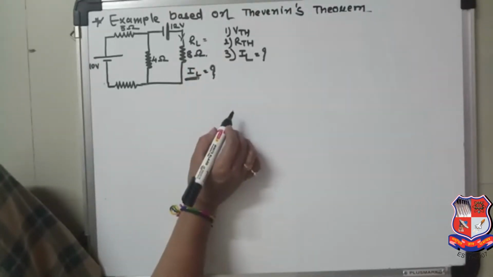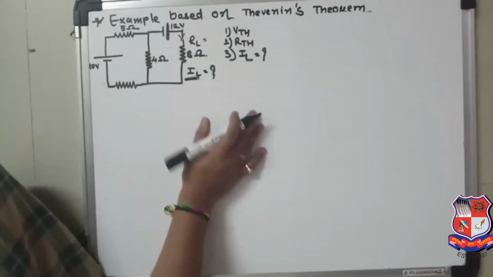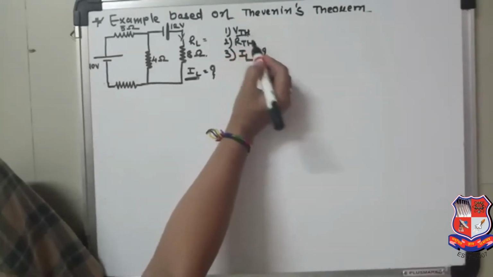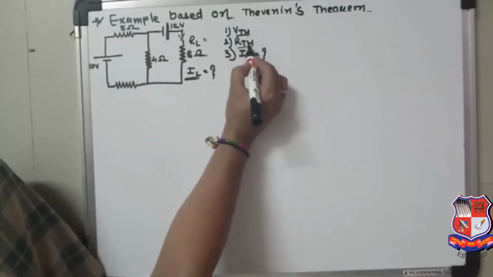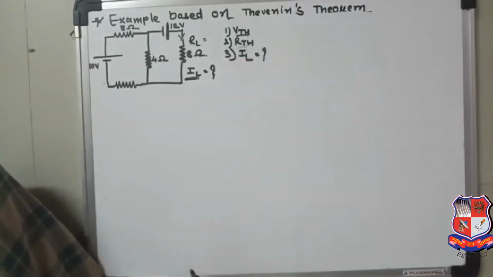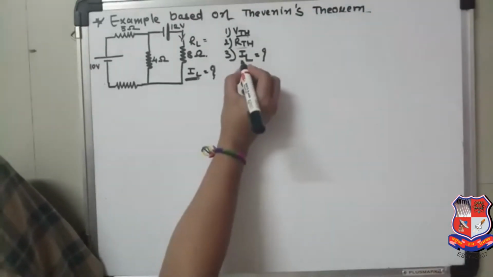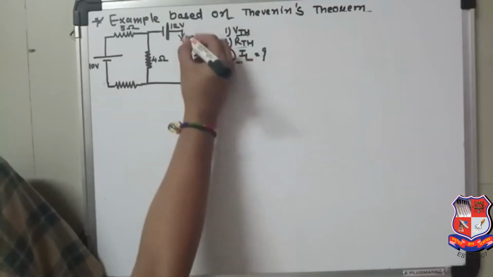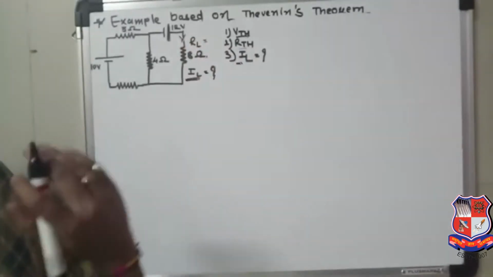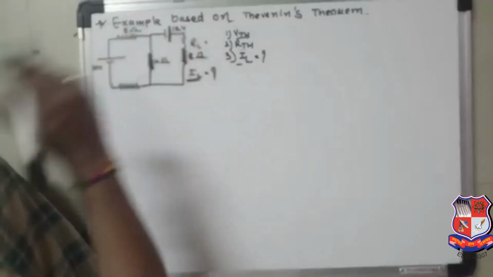Now what is the procedure to apply the steps of the Thevenin theorem? The first step is to find VTH, that is the Thevenin open circuit voltage source. The second step is to find the equivalent resistance, that is the Thevenin equivalent resistance. And the final step is to make the Thevenin equivalent circuit and find the value of the current passing through the 8 ohm resistance. Now how to apply the Thevenin theorem in this network?